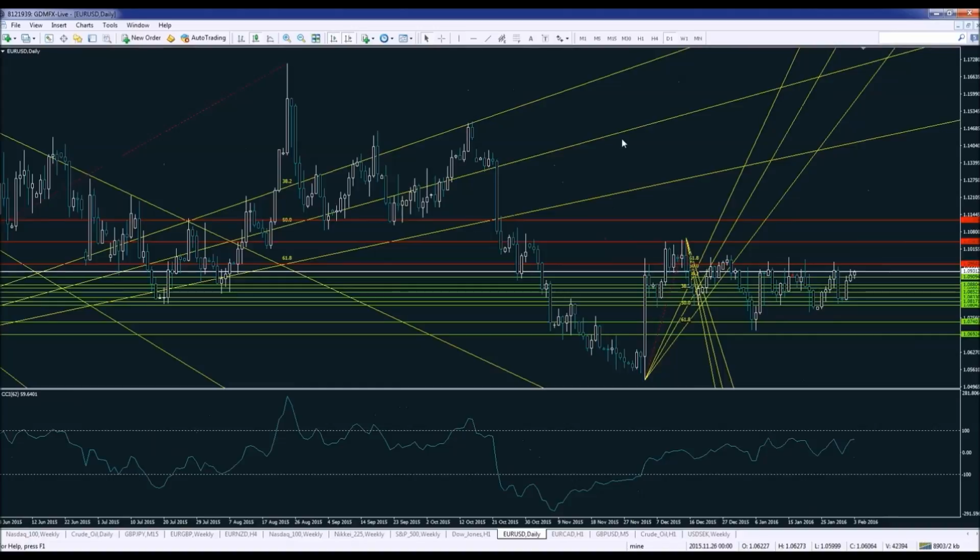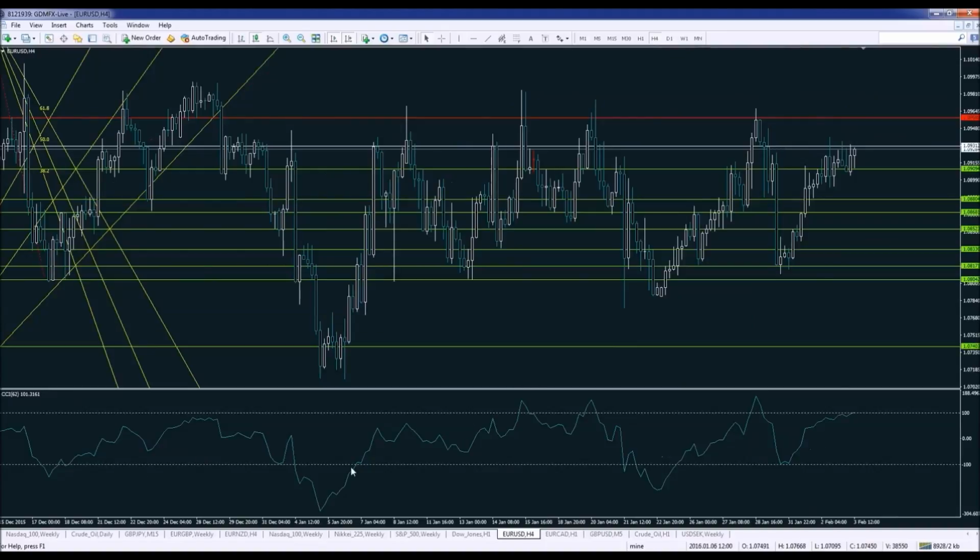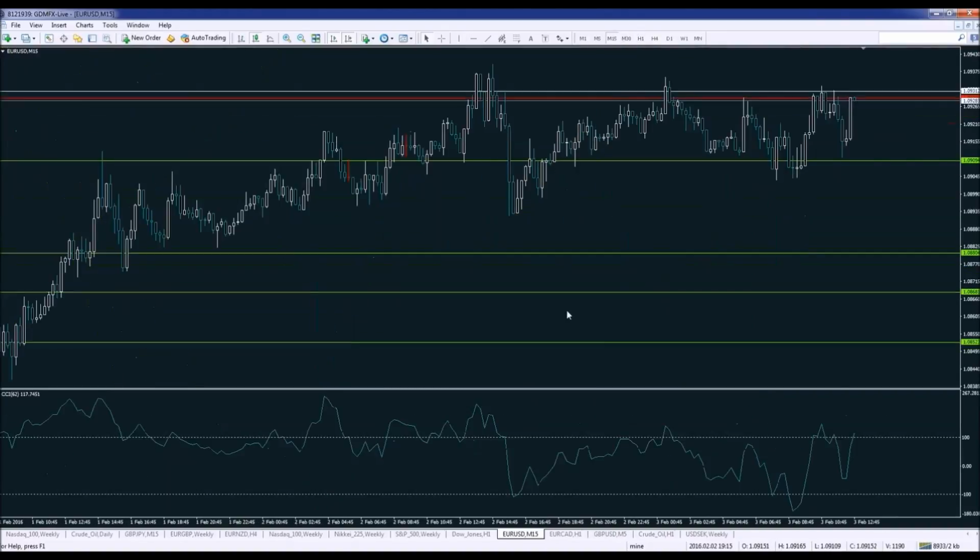Bringing it down to smaller time frames, we can see where exactly the cycle is starting, where exactly we're going to take these particular levels from. Also going down, still checking on the cycles until we get down to the 15-minute chart so we can start trading.